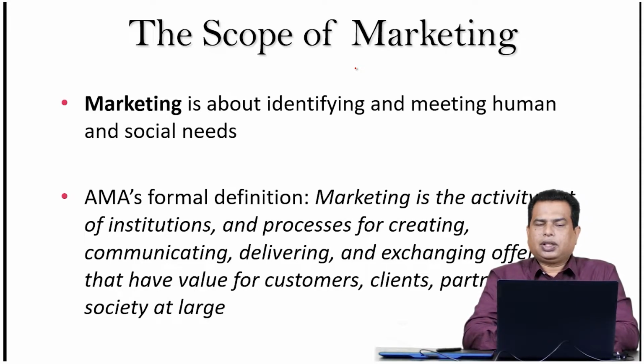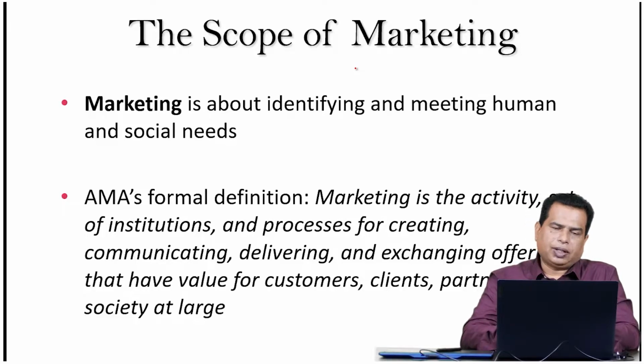Marketing is about identifying and meeting human and social needs. In simple language, we are going to identify what the human and social needs are, and then we are going to meet those needs and wants through our marketing efforts, through offerings of products and services to the market. When I say products, I mean all the offerings that are being offered by a marketer to the market, and it includes many things besides products and services, which we are going to talk about in our later slides.